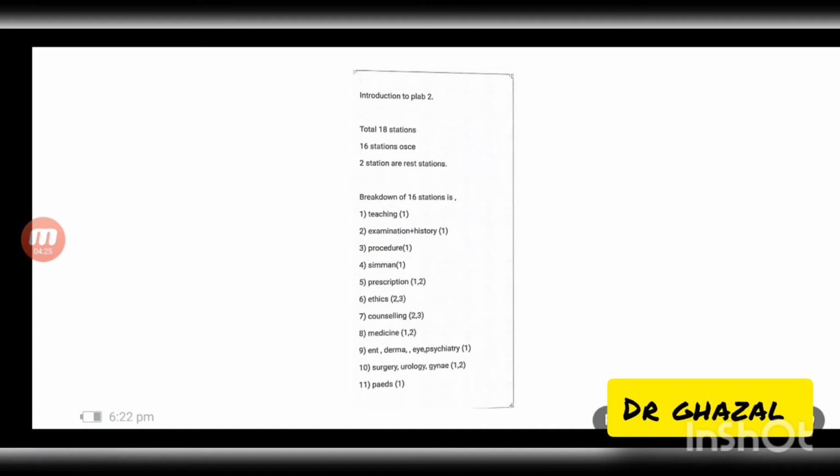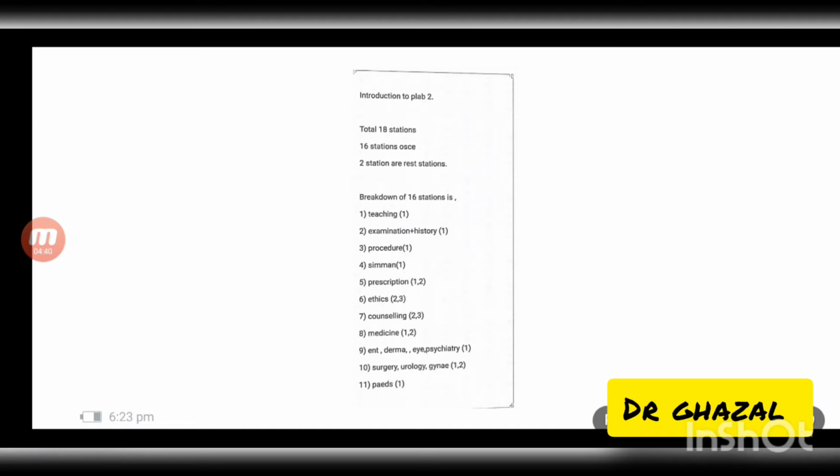On a few, rare occasions there are 2 stations from the prescription, where you are not talking to the patient. This station will be without the patient and without the examiner. You just have to write a prescription on an NHS prescription form.